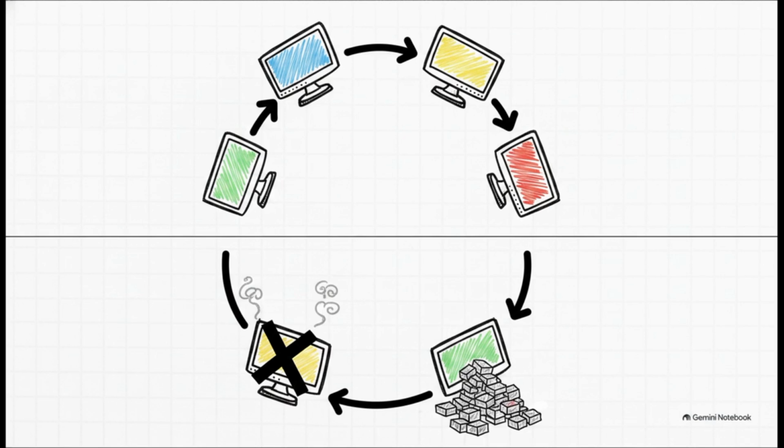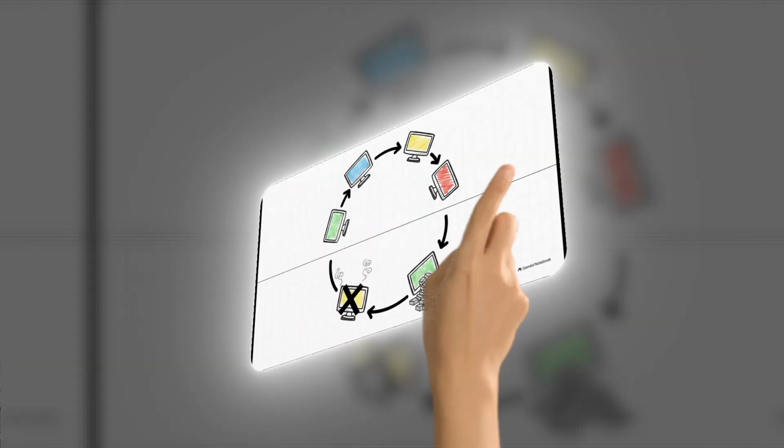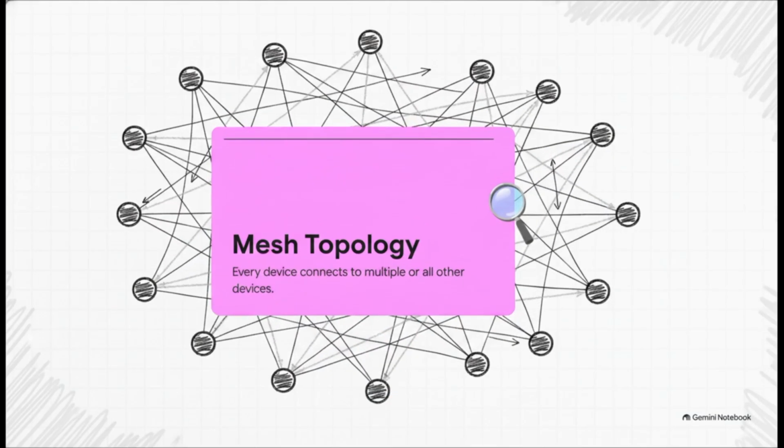Because data only flows one way, there are absolutely no collisions, giving you incredibly consistent performance even when the network is getting hammered with heavy traffic. But much like a single-lane roundabout, if one single device breaks down, the entire loop is severed and everything halts. Adding a new computer also means temporarily breaking the ring, which disrupts the whole network. And finally, we reach the mesh topology.